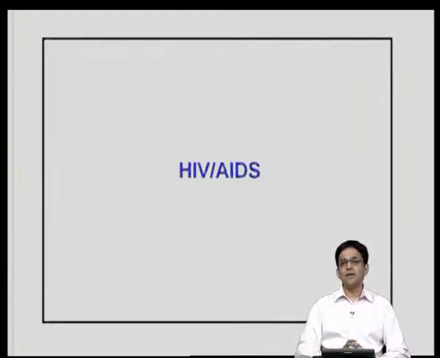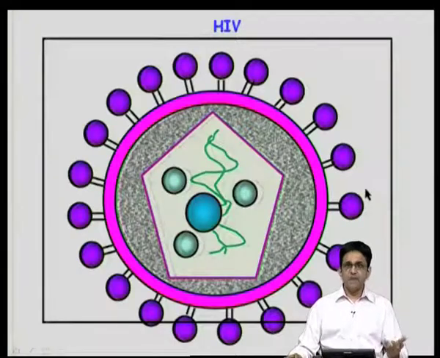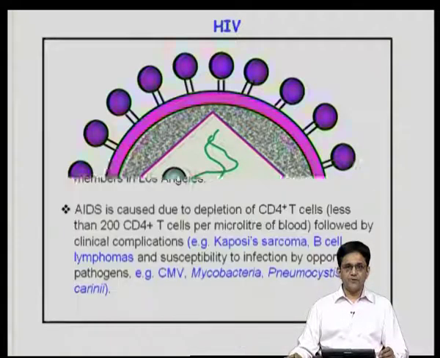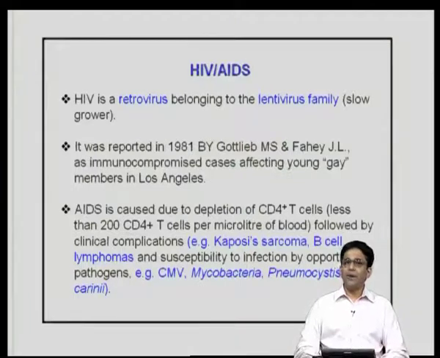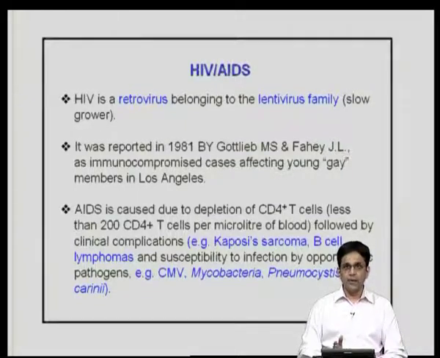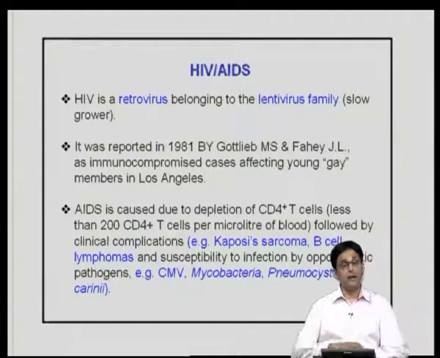We will now discuss a particular virus which is extremely important and something that I am sure you are all familiar with. This is the human immunodeficiency virus known as HIV. Now, HIV is a retrovirus belonging to the lentivirus family, which is a slow grower. A retrovirus means it is made up of RNA and it uses a reverse transcriptase to get into DNA and then again to form its particles.